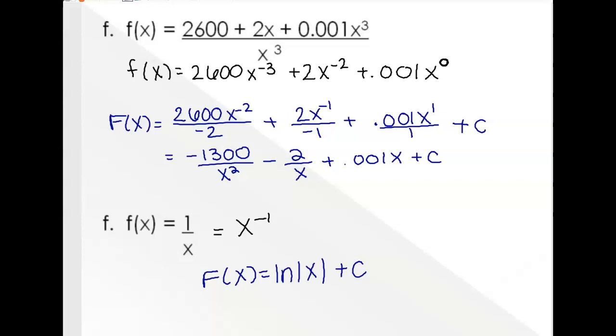So we have 2600 divided by -2, so that's -1300 over x squared, -2 over x, and then plus, you could rewrite 0.001 as a fraction if you wanted. It's 1 over 1,000 ln x plus c.